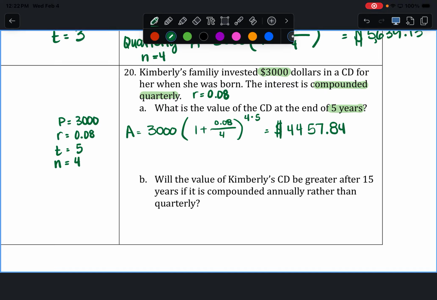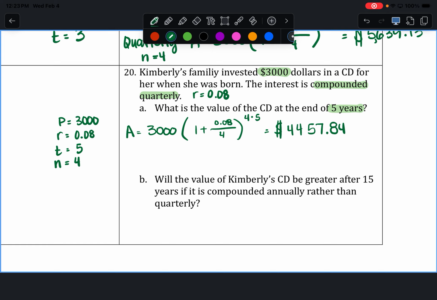4457.8. You have to divide it by 4 too. So the n goes underneath the rate and the exponent. The n goes into two places. So you have to divide it by 4, raise it to the power of 4 times 5. That should fix it. All right.